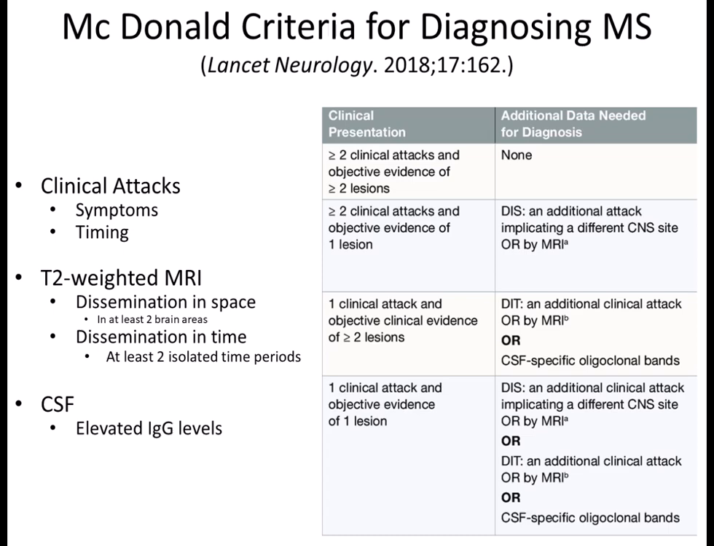And then finally, if you only have 1 clinical attack and 1 lesion via MRI, then you need dissemination in space, an additional clinical attack, or another MRI lesion. Or you can have something disseminated in time, an additional time period later on, an additional clinical attack, or another lesion visible via MRI. Or if you have CSF-specific oligoclonal bands, then that would give you a definitive diagnosis for MS.